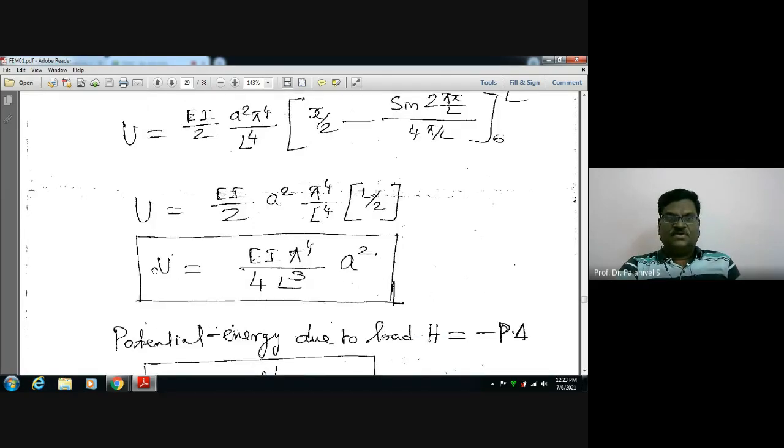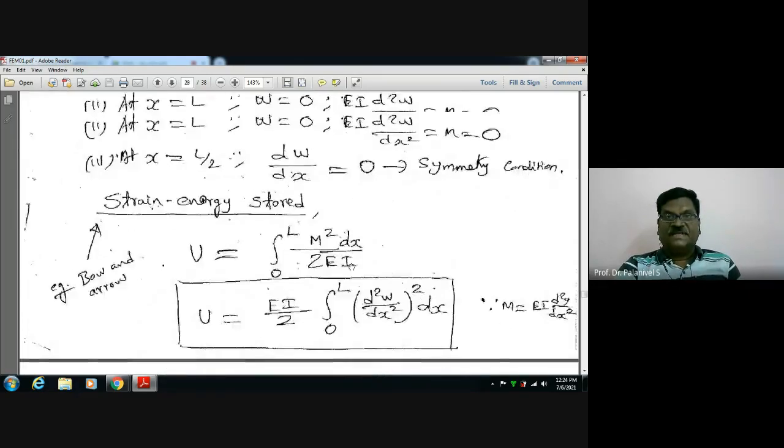So therefore, U equal to EI pi power 4 divided by 4 L cube. Because of this L, here L power 4 becomes L cube. Here 2 into 2 is 4, pi power 4, and a square I have taken here, because in my expression a square is the variable. My intention is to determine this unknown parameter. Please, all of you, listen here.